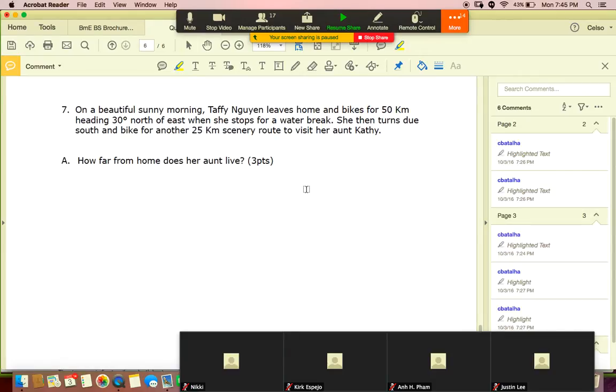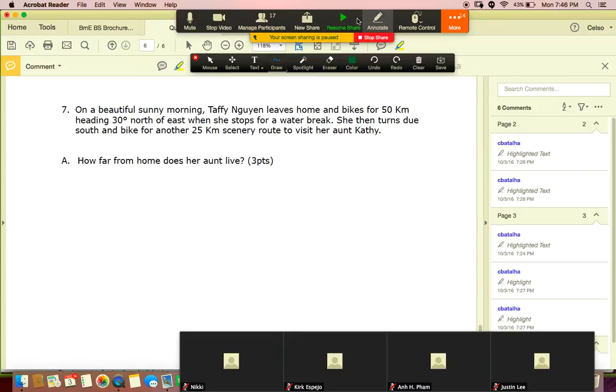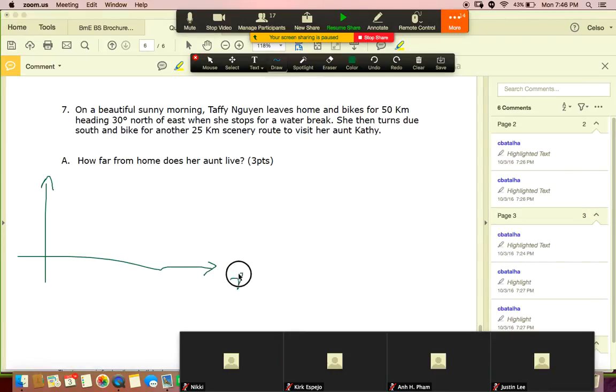On a beautiful sunny morning, Taffy Nguyen leaves home and bikes 50 kilometers, heading 30 degrees north of east. When she stops for a water break, she then turns due south and bikes for another 25 kilometers on a scenic route to visit her aunt Kathy. How far from home does her aunt live? Okay, so X and Y.